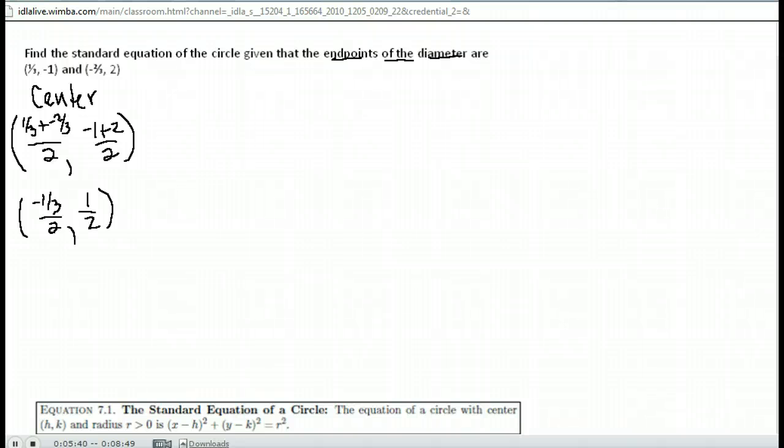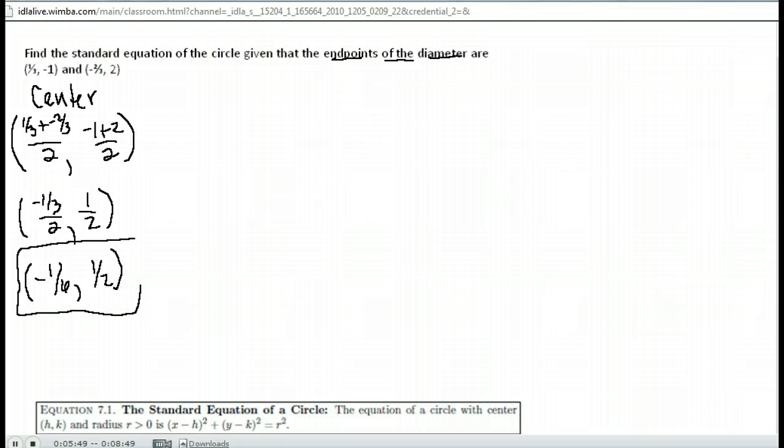Well, we can't leave it that way. We do negative 1/3 divided by 2 gives us negative 1/6, and we're just going to leave this as 1/2 here. So there's our center. So we're off to a good start. Now we need to find the radius.